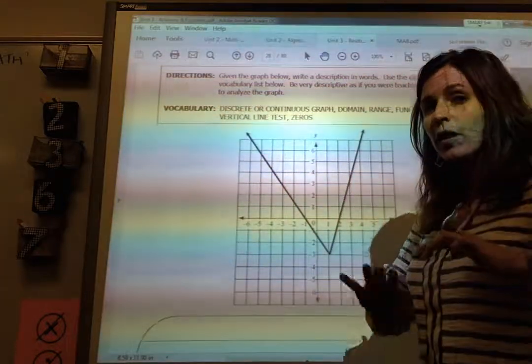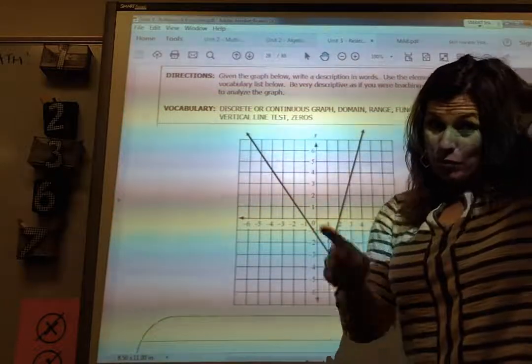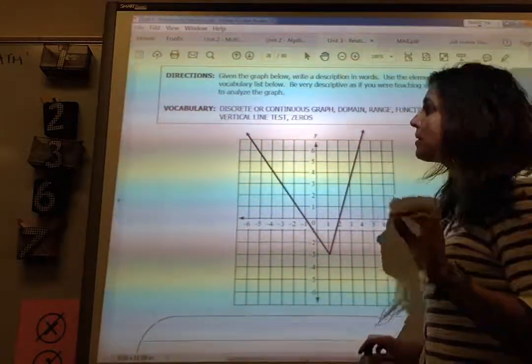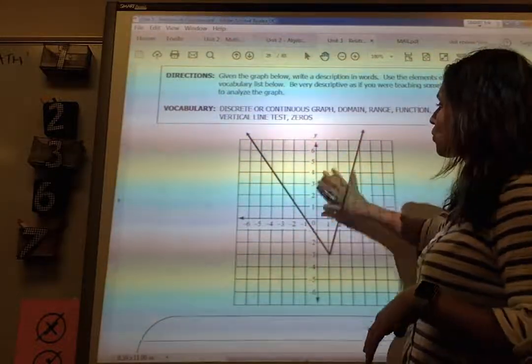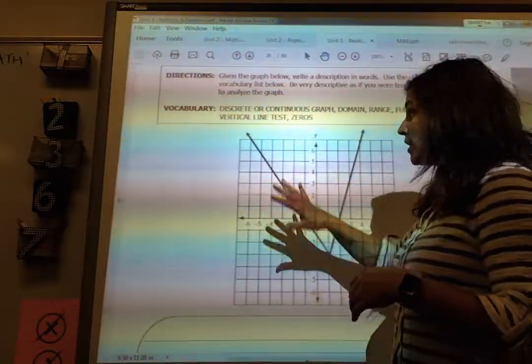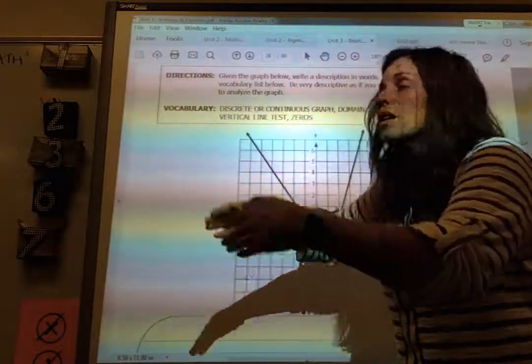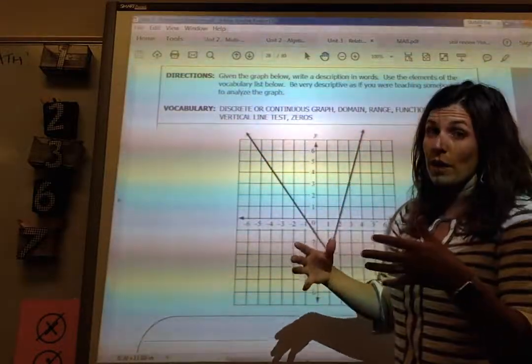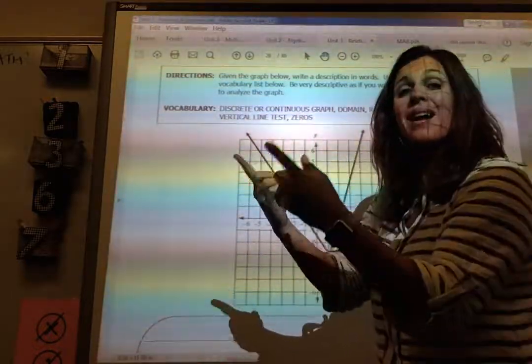I'm going to do this one for you, and then I want you to practice on your own, and then maybe Ms. Patterson can come around and help, or when I get back, we'll go over it. But the big thing when you talk about it is you must say because. It is not enough to say this is a discrete graph or a continuous graph. You must say this is a continuous graph because. So every time I give you a vocabulary word or you answer a vocabulary word, you must say because.